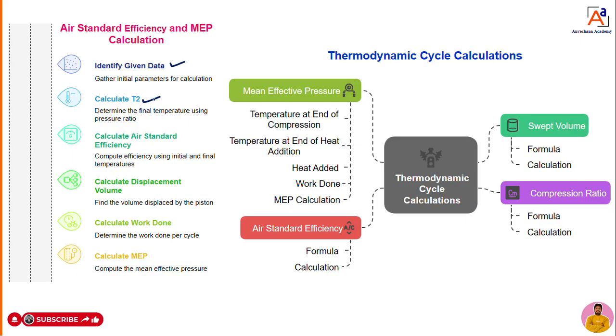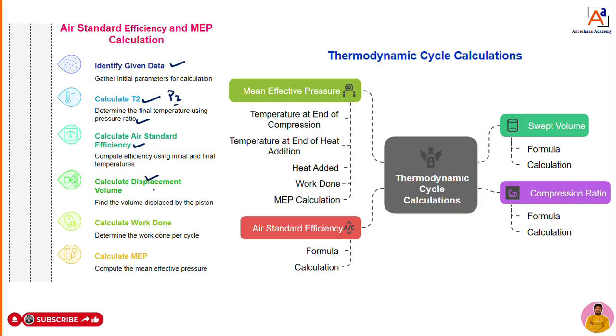Next, you need to calculate T2, because he has given T1 but has not given T2 and T3, that we need to calculate. Not only T2, P2 is also not given, that we need to calculate with the help of pressure ratio. Third step, calculate the air standard efficiency. Once you know the values of P2, T2 and compression ratio, you can calculate the air standard efficiency.